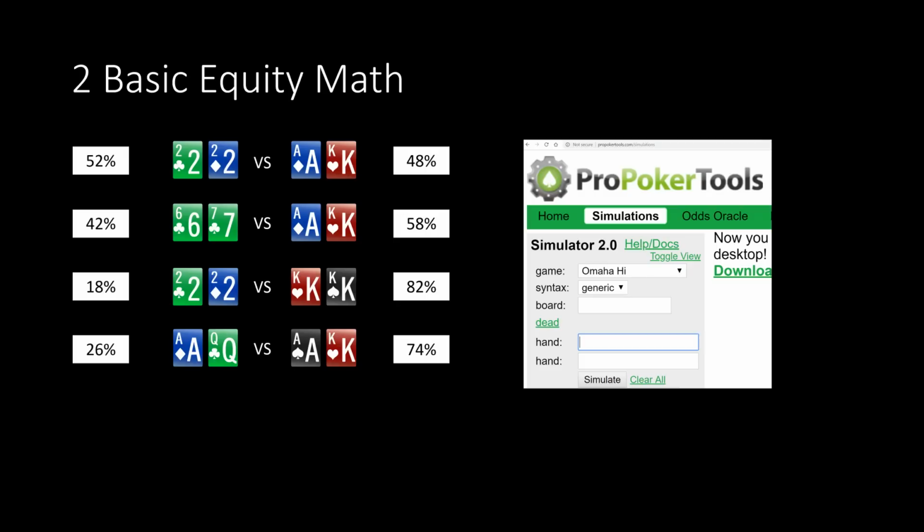Well, in any poker game, you can also run it in Pot Limit Omaha. You can go to propokertools.com/simulations, and then you can choose a game, run hands against each other, and learn about the equities of these. And this is a really important step you have to take in any poker game. You have to understand how often a hand wins against another one.